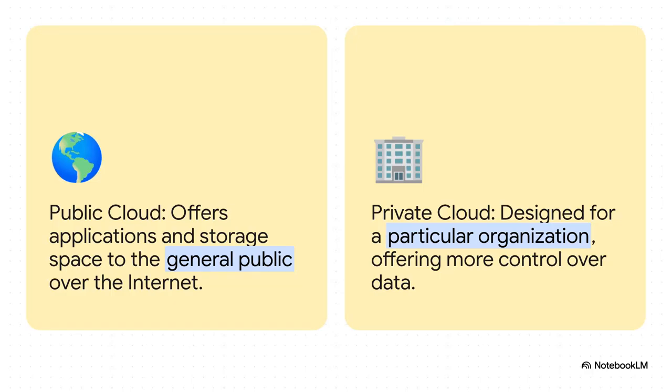And all this stuff has to live somewhere, right? That's where you get the split between a public cloud, think massive providers like Amazon Web Services or Google Cloud, and a private cloud, which is custom built for just one organization. The public option is cheap and easy to scale up, while the private one offers way more control and security, but it costs a lot more.